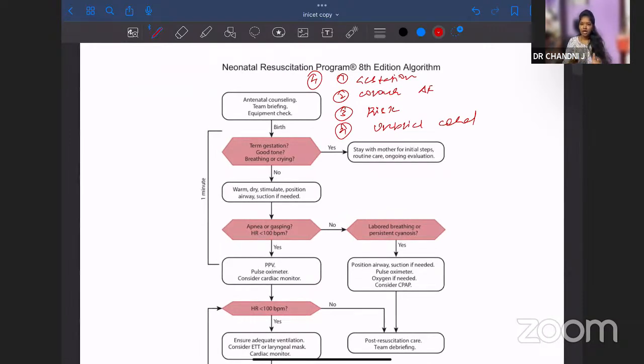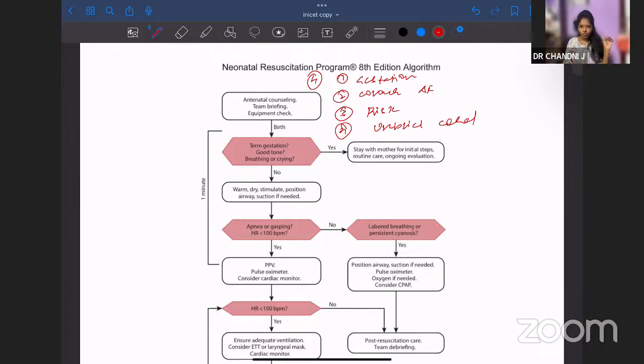Now the baby is born. After the baby is born, what will you do? You will check for three things. First, whether the baby is a term baby or not. Second, whether the baby is actively crying or not. Third, whether the baby has good muscle tone. Cry, muscle tone, and term. If the answer is yes to all of these, you will take the baby to the mother's side. You will do the initial steps and give the baby to the mother.